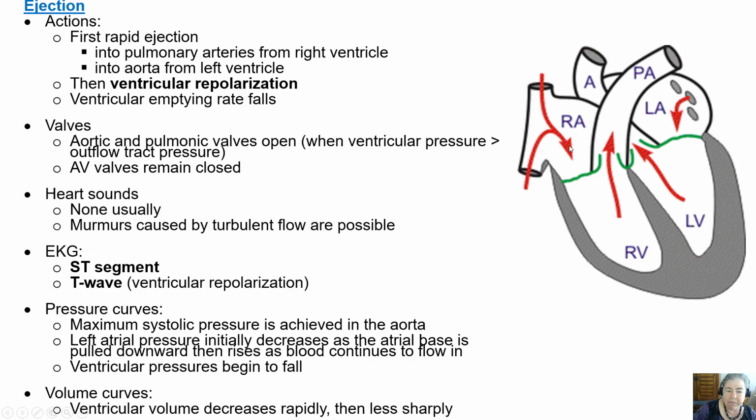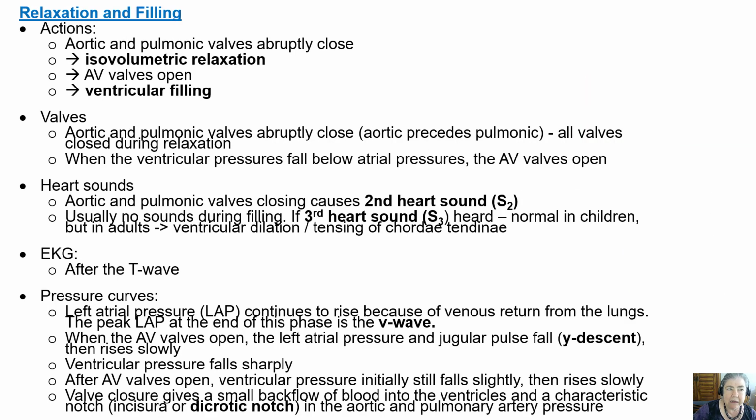Blood is flowing into the left atrium from the pulmonary veins and to the right atrium from the vena cava. But ventricular pressures are starting to fall as the blood leaves and the ventricles are starting to repolarize. And volume decreases initially rapidly, then less sharply, and then we come to diastole, so relaxation and filling.